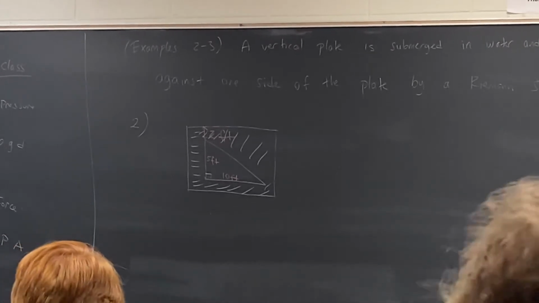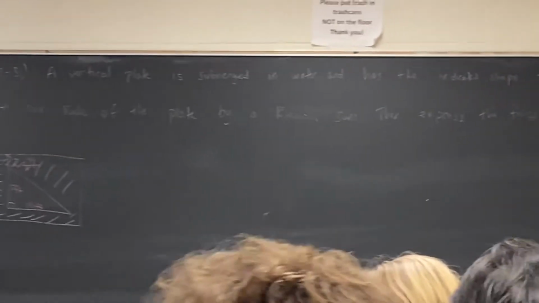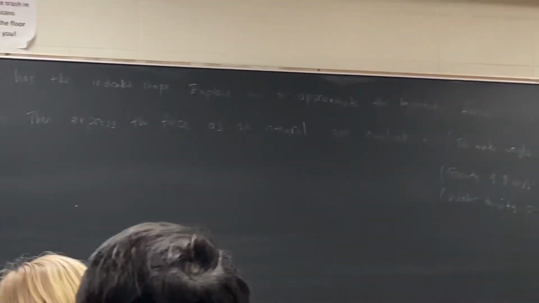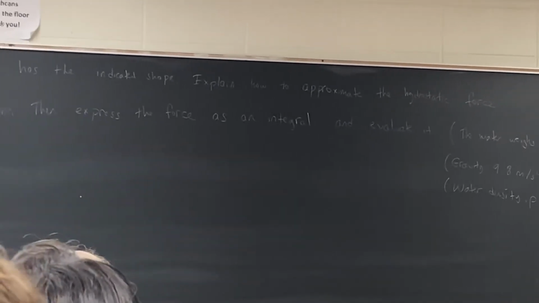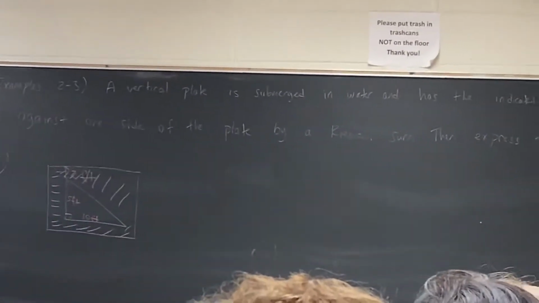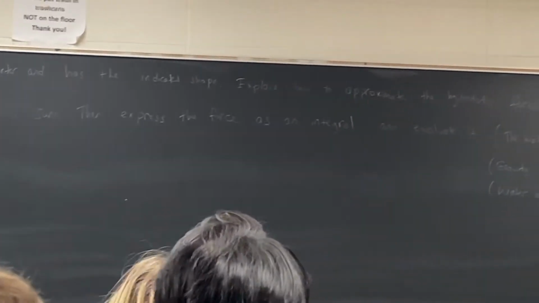Let's read through the question. A vertical plate is submerged in water and has the indicated shape. In this particular example, it has the shape of a right triangle. Explain how to approximate the hydrostatic force against one side of the plate by a Riemann sum. Then express the force with an integral and evaluate it.